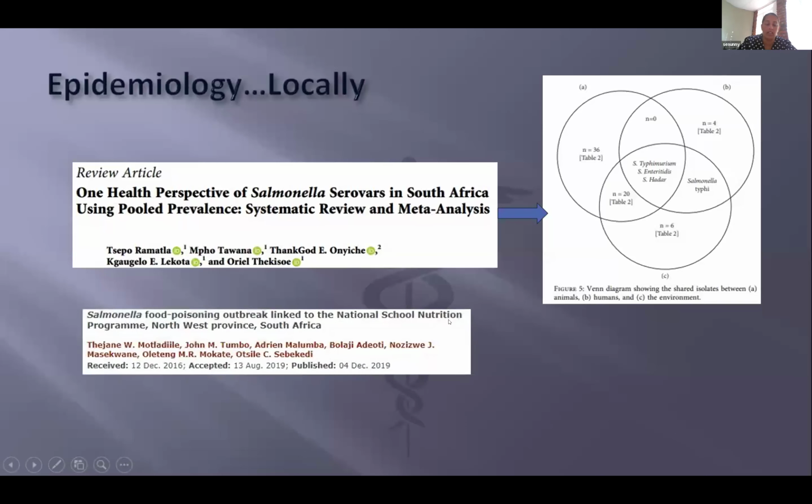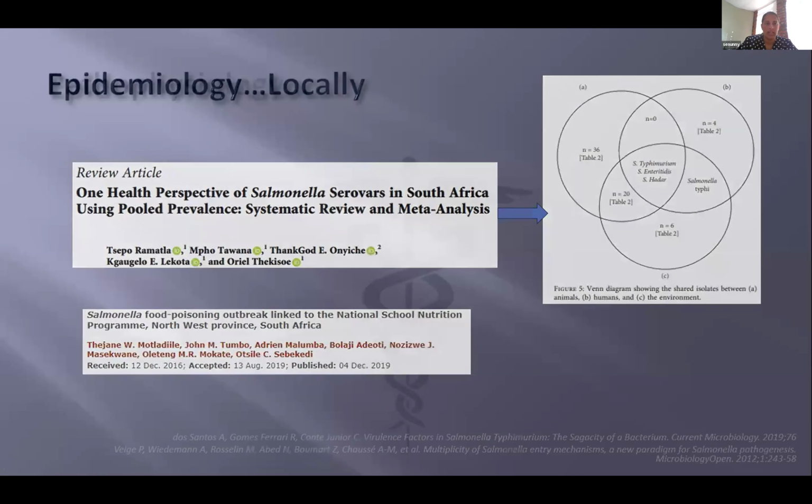Obviously, non-typhoidal Salmonella has been implicated in foodborne outbreaks, and in South Africa, the last outbreak that I could find from NTS was linked to a school nutrition program in the Western Cape, Northwest Province, where 164 children were diagnosed with Salmonella after presenting with an acute gastroenteritis syndrome, secondary to processed maize meal, beans, and vegetables during their school programming.